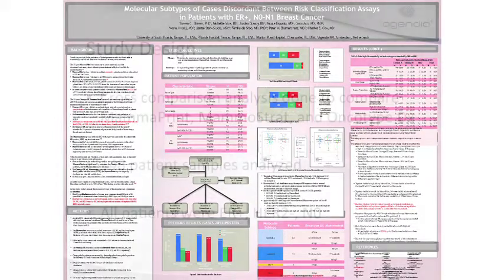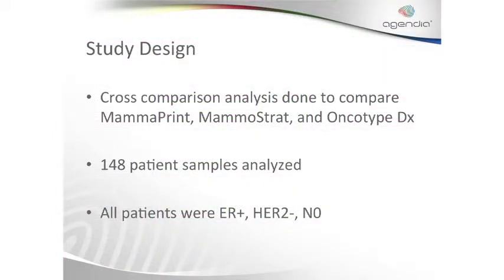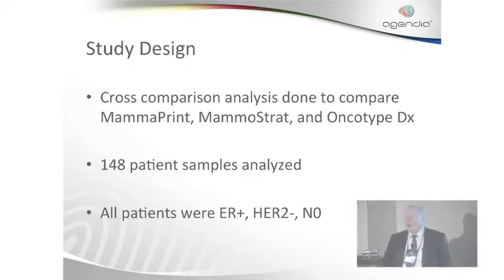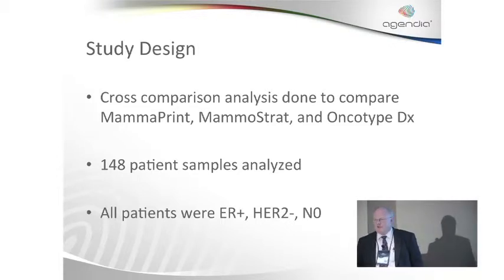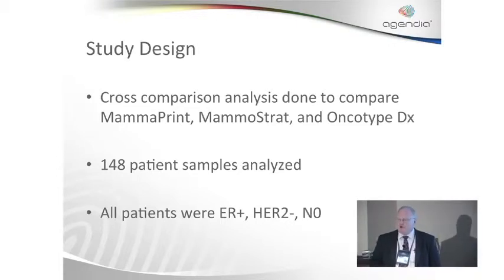We presented a poster here at this conference. Many of you may have seen it, many of you may not. We have copies of that data for you before you leave today, if you'd like to have a copy to review. In our analysis, we did a cross-comparison between the three leaders in genomically based risk assessment models: Oncotype, MammaPrint, and MammaStrat. MammaStrat is more of a pathology-based immunohistochemical staining process that is used by the pathologist to do risk stratification.